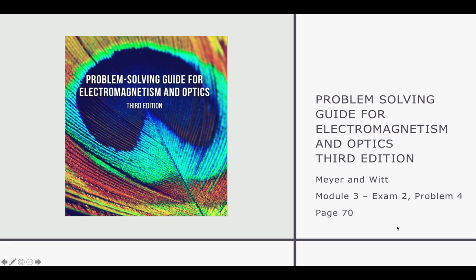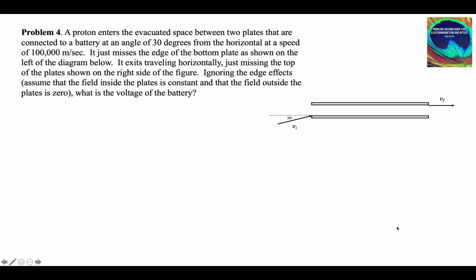This is a walkthrough of problem 4 on exam 2 on module 3, which can be found on page 70 in the book Problem Solving Guide for Electromagnetism and Optics. Problem 4: a proton enters the evacuated space between two plates. The plates are connected to a battery that supplies some potential difference.